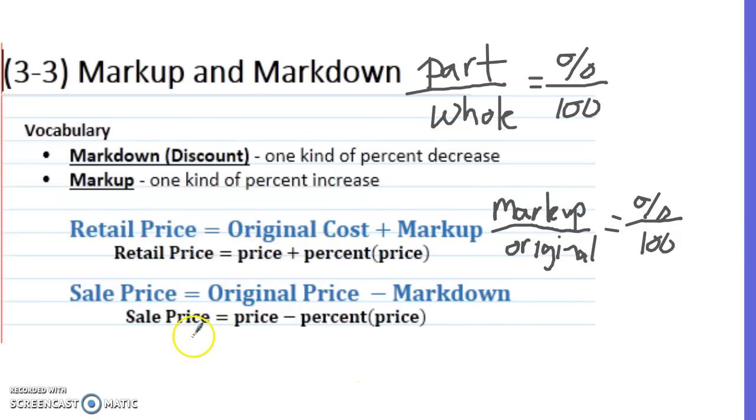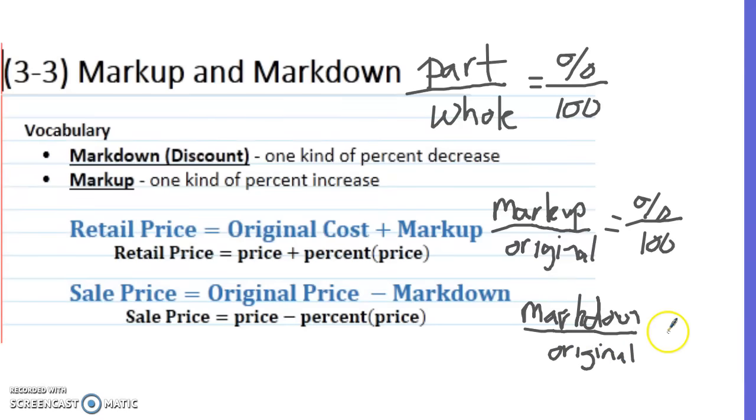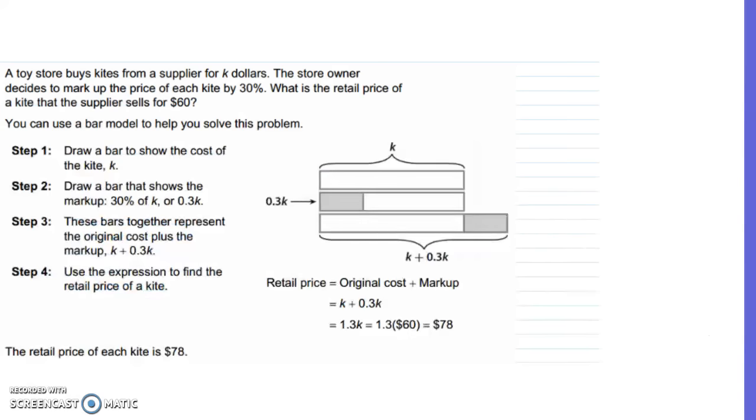The other thing is when you had a sales price or a percent decrease, you would take your markdown over the original equals percent over 100. After you solve this percent proportion, you would then subtract. You would subtract the original minus the markdown. So in this case, you add. In this case, you subtract at the end. All right, let's look at an example.